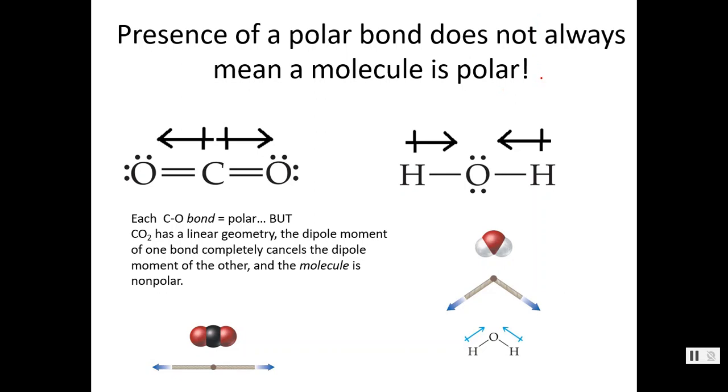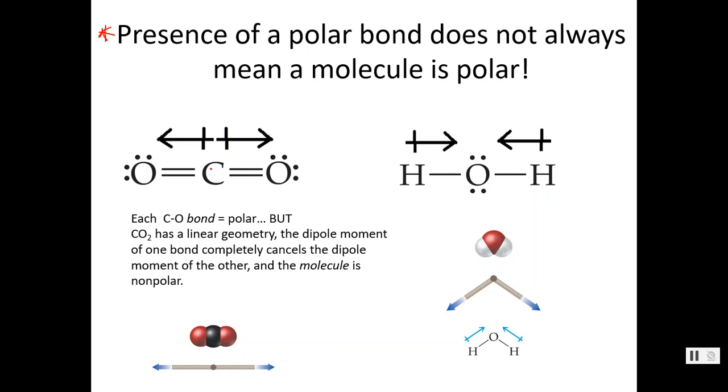Because you would think, as I remember thinking when I was an intro chem student, that if part of the molecule has a polar bond to it, then the overall molecule must be polar. Well, it turns out that is not the case. Presence of a polar bond does not necessarily mean that your molecule is polar. You have to know something about the shape of the molecule as well. What do I mean by that?